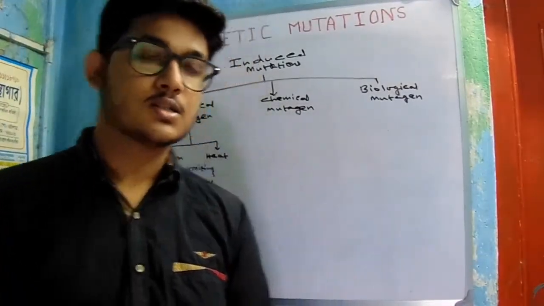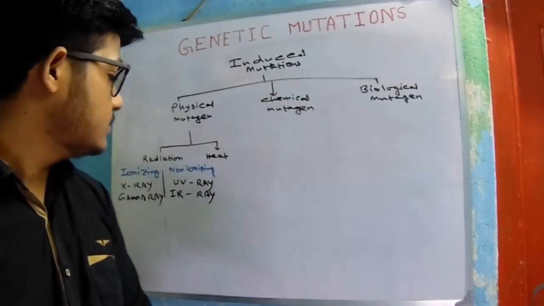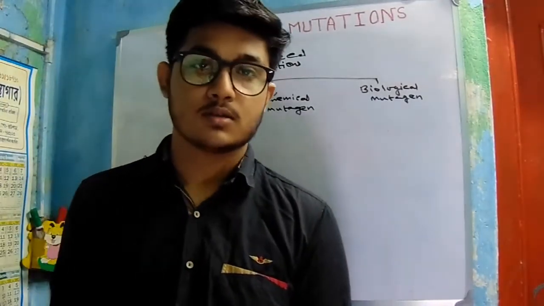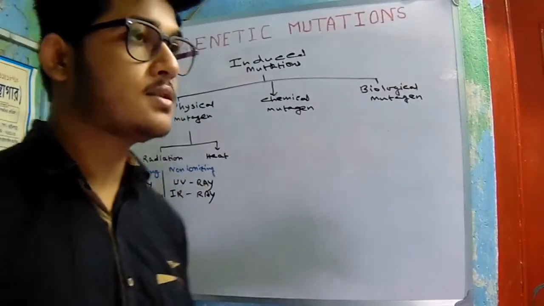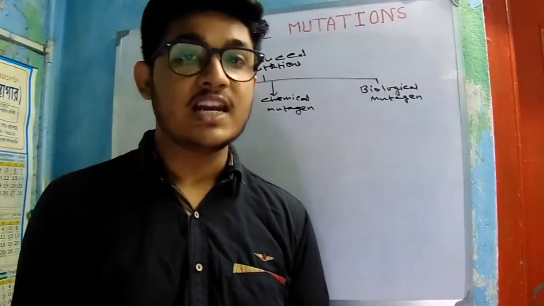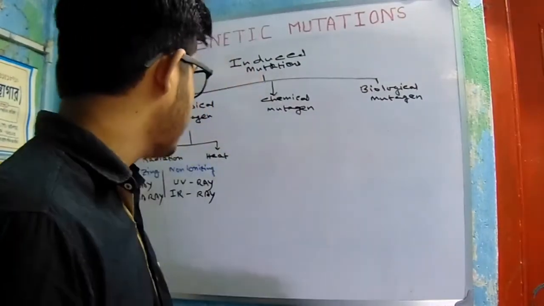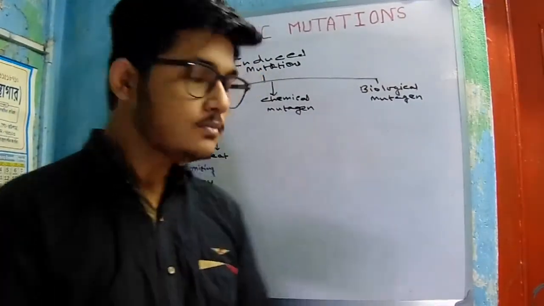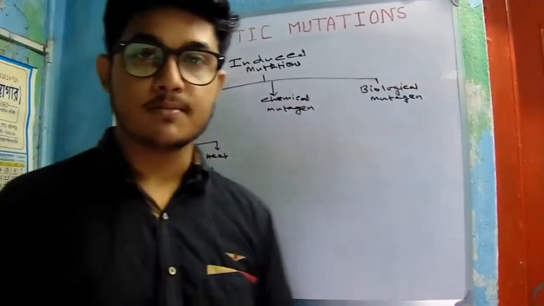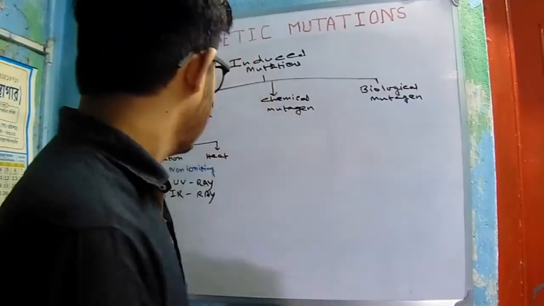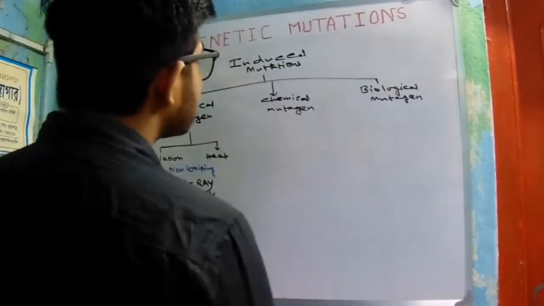These radiations interfere with the electrons and atoms. Here the UV ray, that is non-ionizing radiation, is not highly penetrating, but it can penetrate up to 2 layers of cells. It generally forms dimers with the pyrimidine bases, so it acts like that.